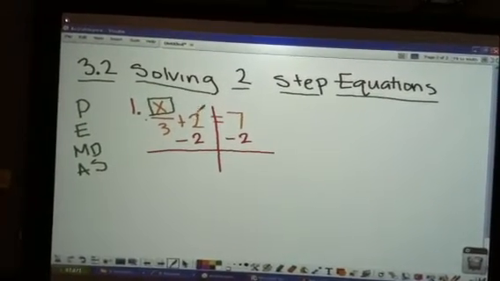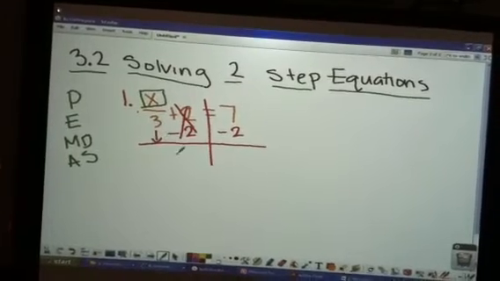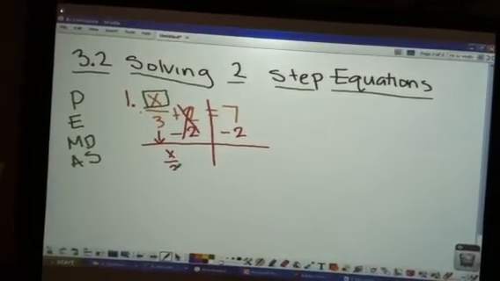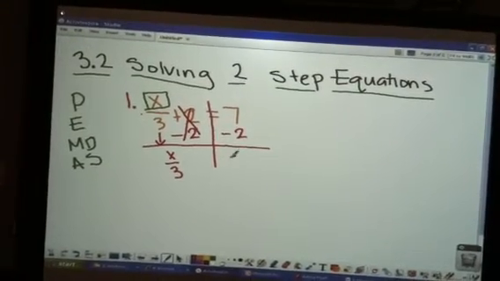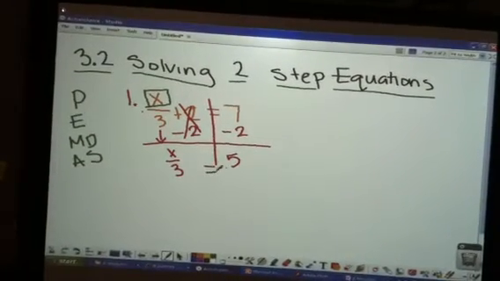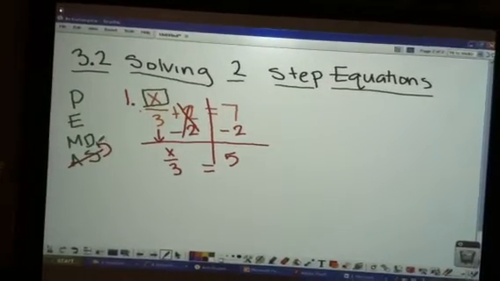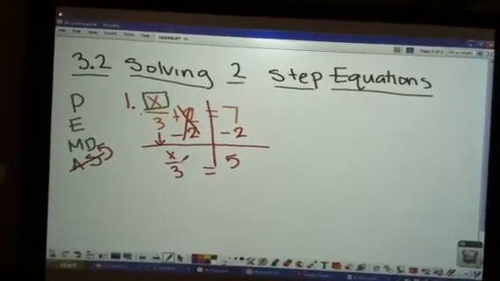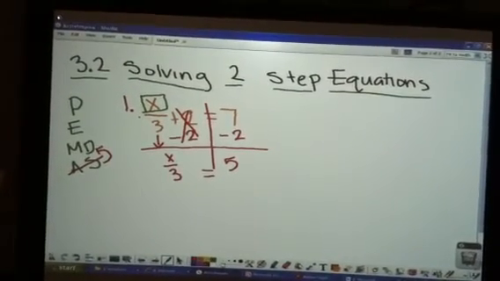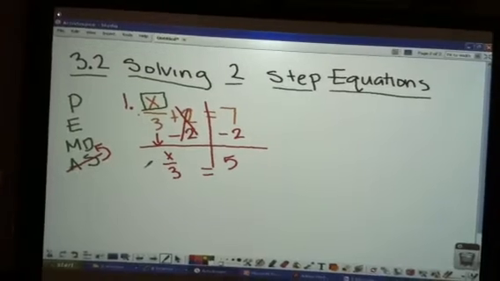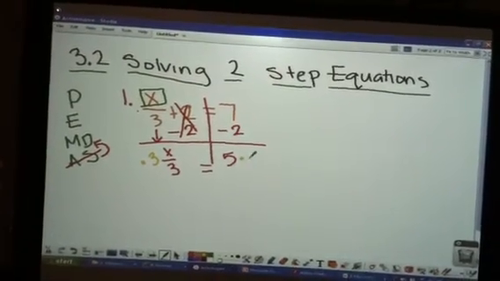When we do that, our 2's here cancel. We need to bring down what we have left, which is x over 3. And then on our right-hand side, we have 7 minus 2, which gives us 5, and that is equal to each other. So now we've done addition and subtraction. We need to move up to multiplication or division. We have x divided by 3. This is a division sign, so to get rid of it, we need to do the inverse operation, which is to multiply both sides by 3.